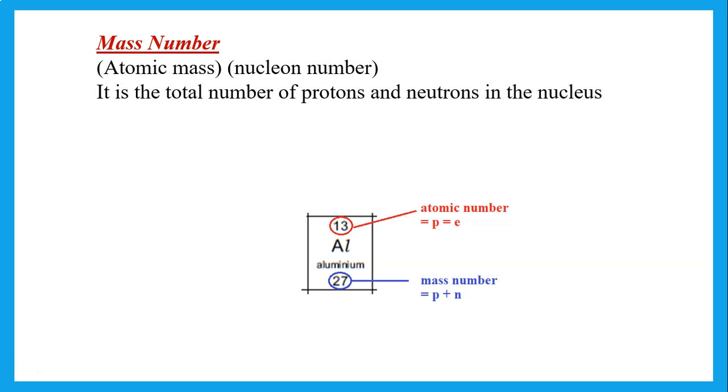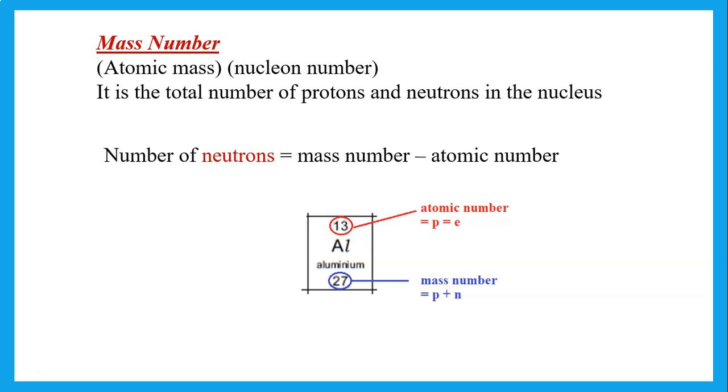The small number is the number of protons. So if I want to get the number of neutrons, it is just the difference between the two numbers. So the number of neutrons in an atom is the mass number minus the atomic number.